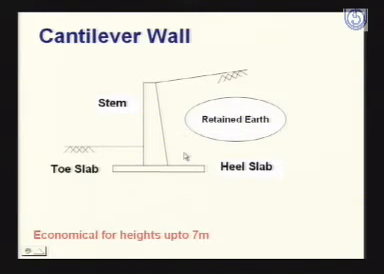So this is a cantilever wall. As I told you, this type of retaining wall is economical up to a height of 7 meters. Then again the question arises, what to do if the height of the retaining wall required is more than 7 meters? Then we can move to the other option, and the other option here is the counterfort wall.